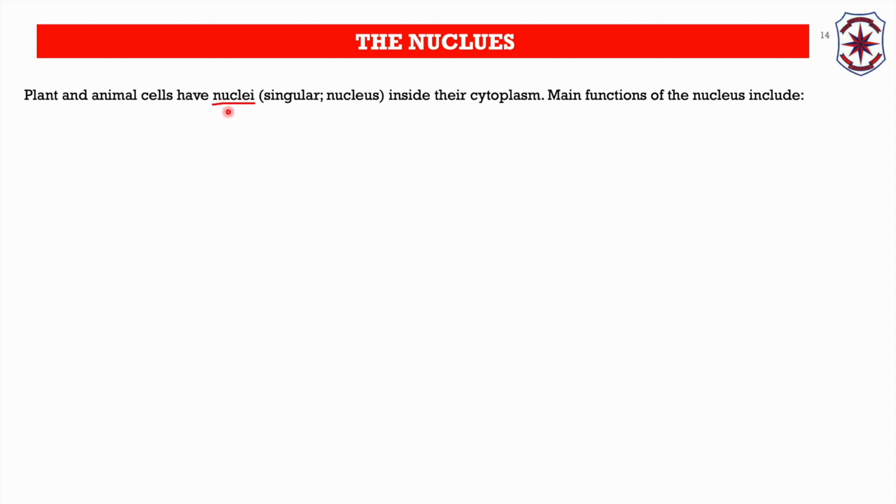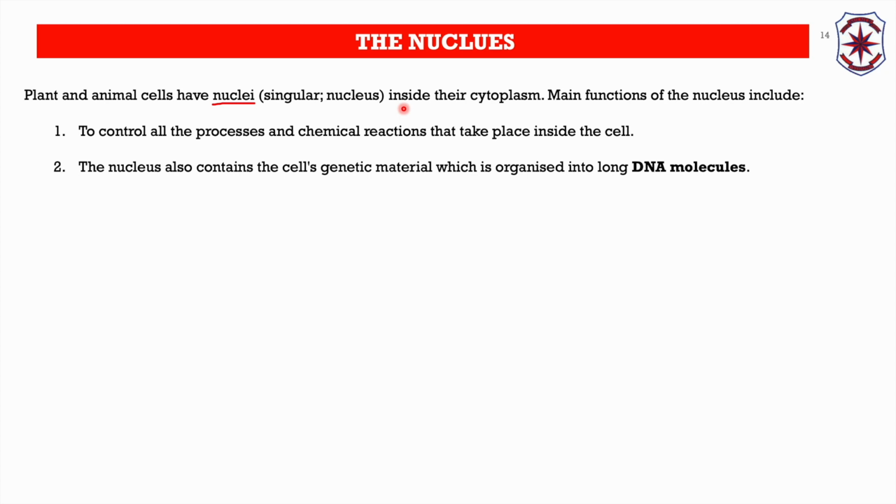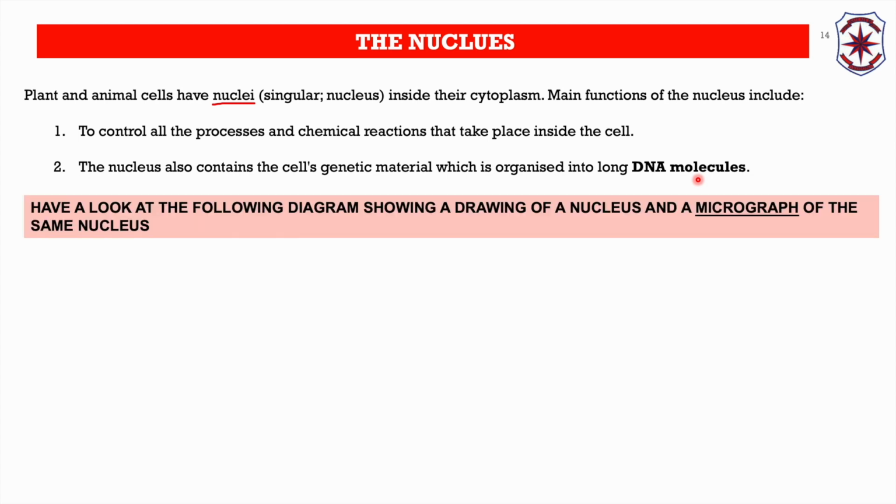Plant and animal cells have nuclei inside their cytoplasm. The main function of the nucleus is, like we said in the past, to control all processes and chemical reactions that take place in the cell. The nucleus also contains the cell's genetic material, which is organized into long molecules called DNA molecules. So in lesson 2, we will look at what DNA is and what it does. So these are the two main functions of the nucleus.